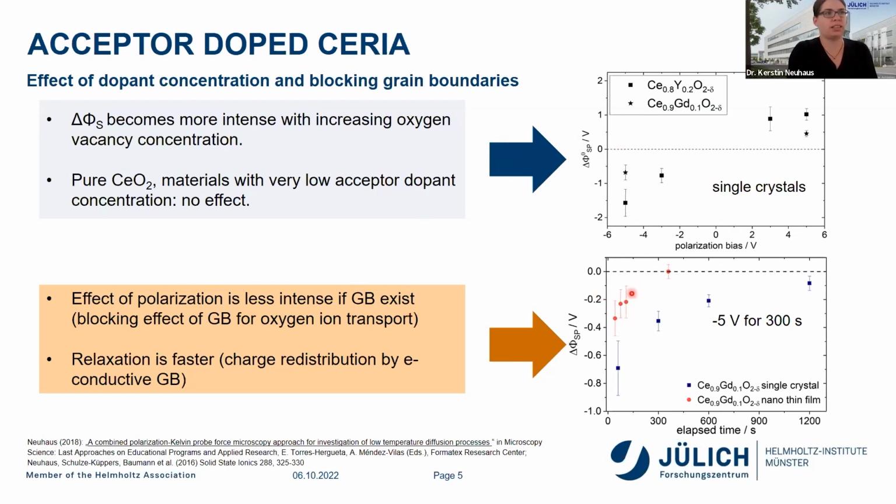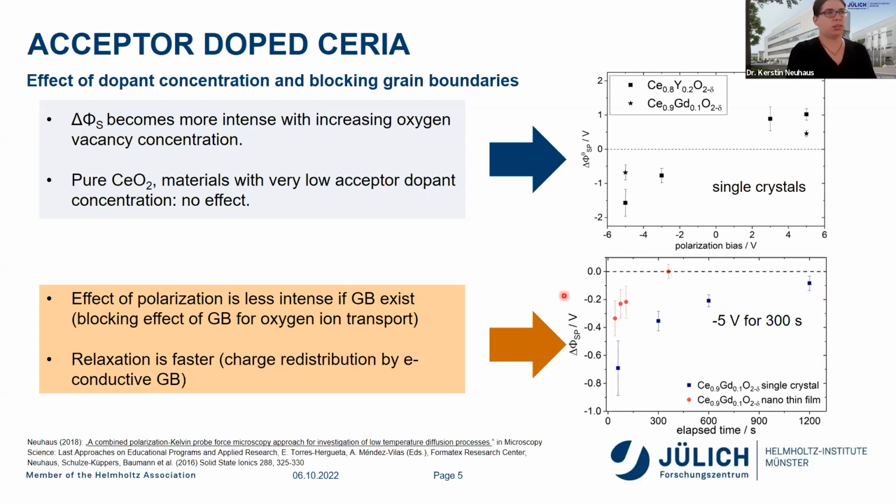So when introducing the effect, comparing here a single crystalline material and a nanocrystalline thin film, we can see that for the single crystal, the effect is much larger, and also the relaxation process is much slower. We think that for the nanocrystalline material, the relaxation process is faster because of charge redistribution, because it's also well known that in ceria the grain boundaries are electron conductive. So we have a blocking effect during the introduction of our effect, and then charge redistribution by electron conductive grain boundaries.